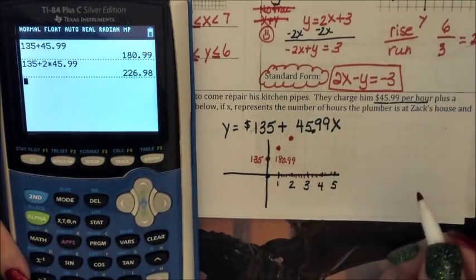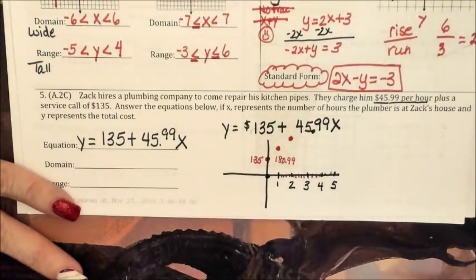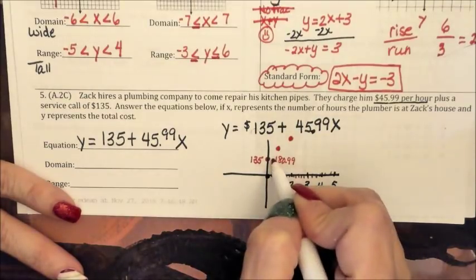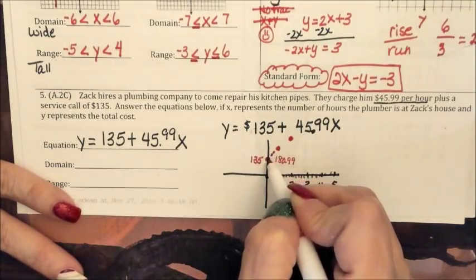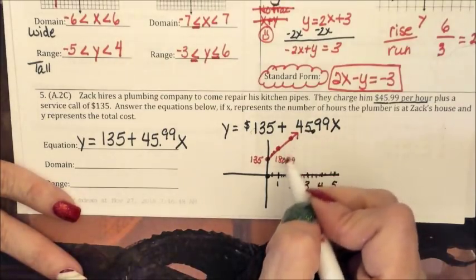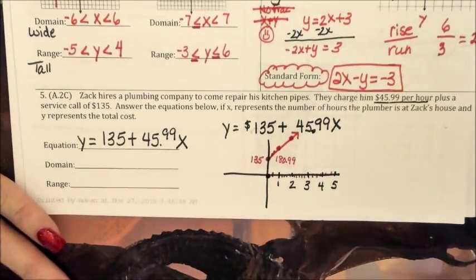The longer he stays, the more money it's going to cost. But like we already talked about, he could stay just a half an hour. So it'd be right in here. So all of these points, my graph is going to look something like this. So let's talk about domain and range. X is the number of hours.